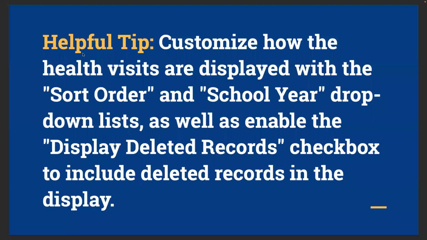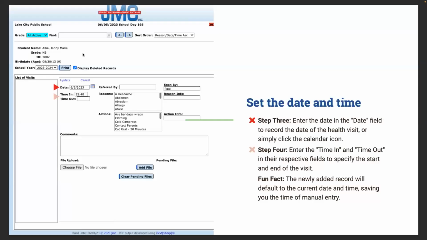Helpful tip: customize how the health visits are displayed with the sort order and school year drop-down lists, as well as enable the Display Deleted Records checkbox to include deleted records in the display. Step 3, enter the date in the date field to record the date of the health visit. But just like the other date and time fields that we have in the health module, the current date and the current time are going to default for you.